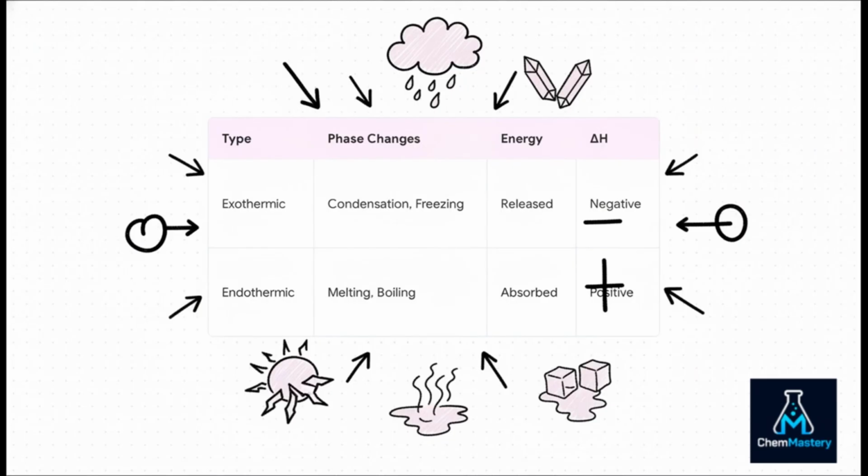Let's walk through this table together to really lock this concept in. Look at the exothermic row first. The phase changes we just tracked on our cooling curve, condensation and freezing, are exothermic. Heat is released to the surroundings as particles bond together, and mathematically we represent that with a negative delta H value. But what if we reverse the whole experiment?